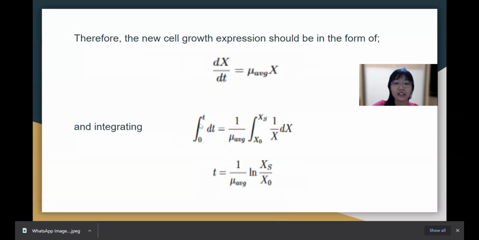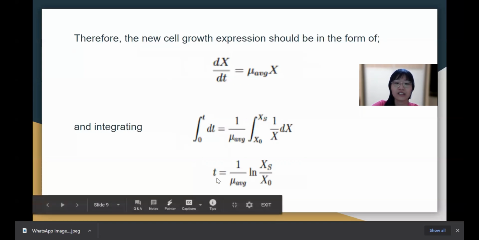Later we integrate this and differentiate, so integrate and differentiate cancel off. So we will get t. Then everything will be in terms of t. 1 over mu average remains the same. When we integrate 1 over x dx, we get ln xs over x0.